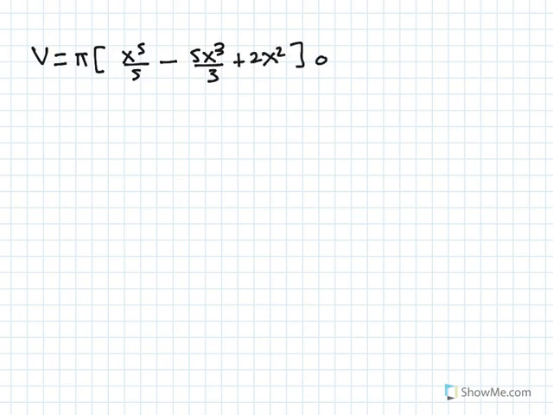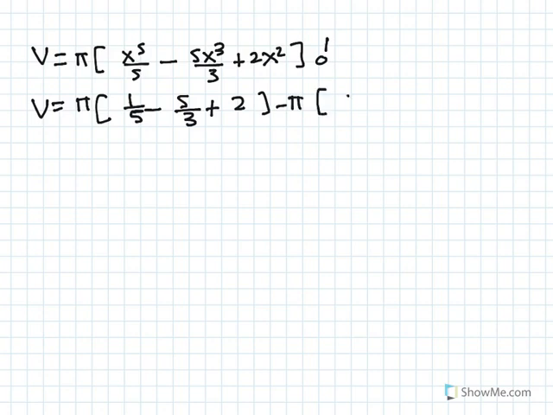All right, so the volume is equal to pi times x to the 5 over 5, minus 5x cubed over 3, plus 2x squared, evaluated from 0 to 1. So the volume is equal to pi. Plug in the upper limit, we get 1 over 5, applying the fundamental theorem of calculus, minus 5 over 3 plus 2, and minus pi. Plug 0 in, we get 0 minus 0 plus 0.